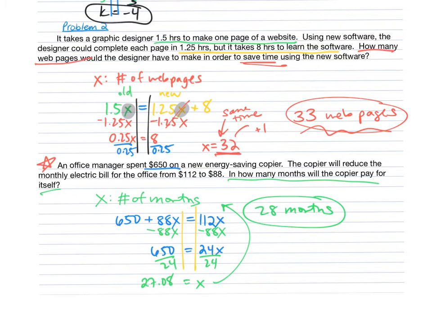So in how many months would a copy pay for itself? That would be 28 months, right? You'd have to round up to this, because the old way would still be better at 27 months, but once you get to 28 months, you've got your money back.